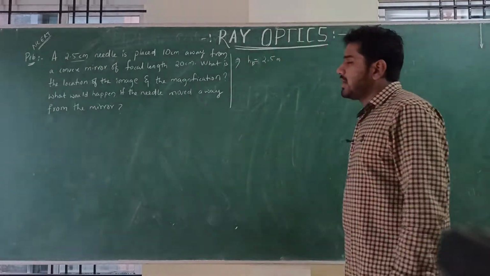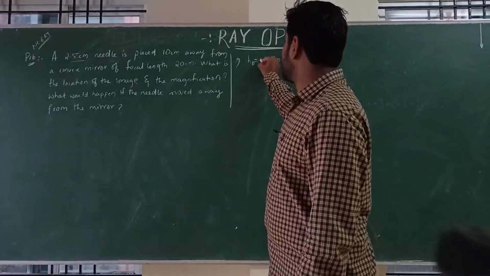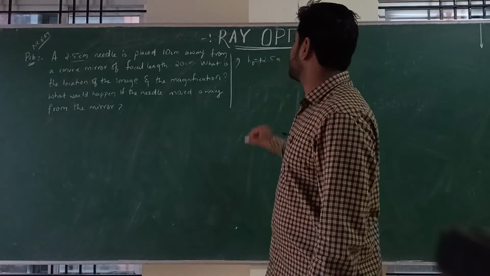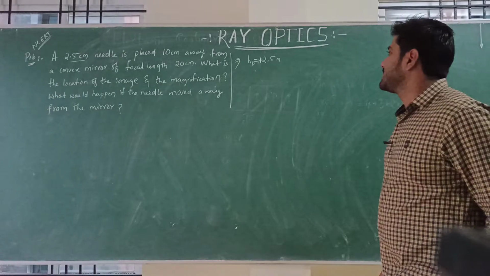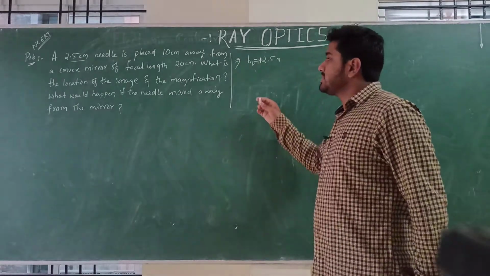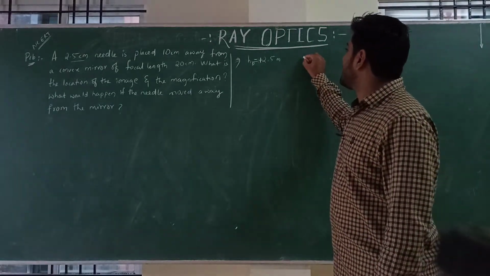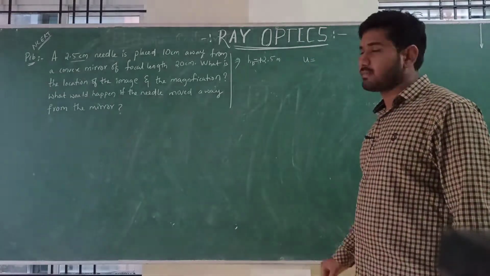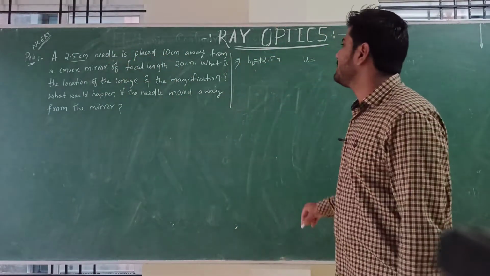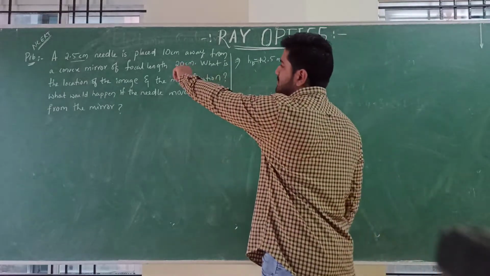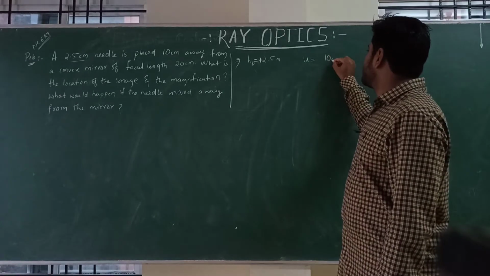The object is placed above the principal axis, therefore it is positive. Now it is placed 10 centimeter away from the convex mirror, which means it is the object distance, that is u. We have placed it 10 centimeter from the convex mirror, that is, from the pole to 10 centimeter. So this is nothing but the object distance, 10 centimeter.